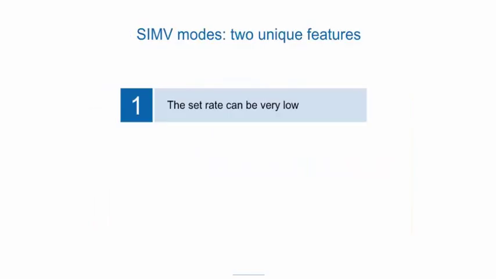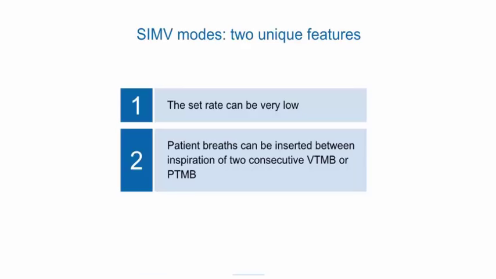SIMV modes have two unique features. First, the set backup rate for VTMB can be very low, for instance, 1 or 2 breaths per minute. Second, the set rate and TI determine the interval between end of inspiration of a VTMB or PTMB and beginning of the next VTMB and PTMB. If the interval is sufficiently long, one or more SB may be inserted, with or without pressure support. This is not allowed in a CMV mode.